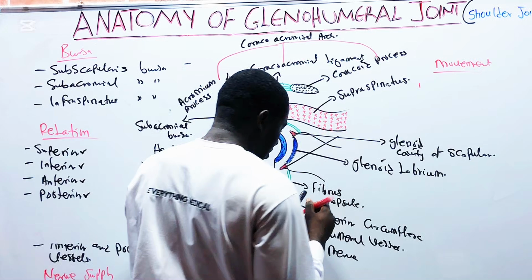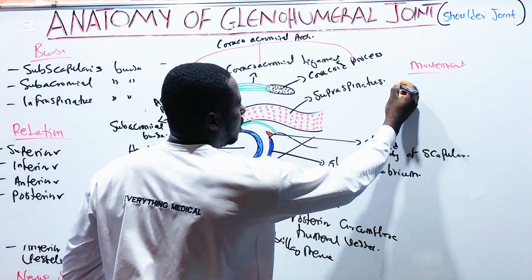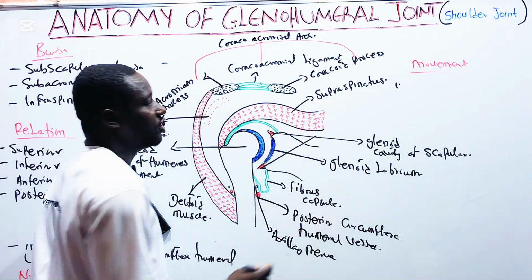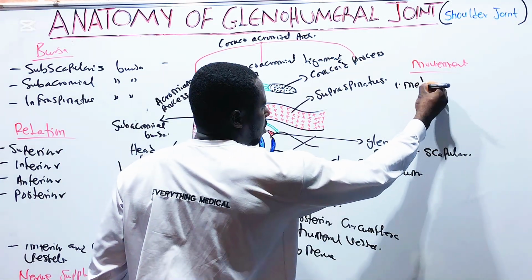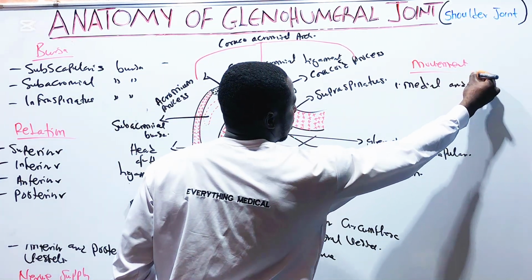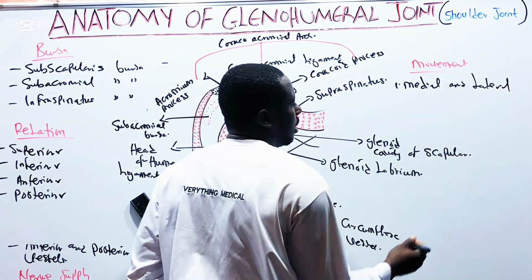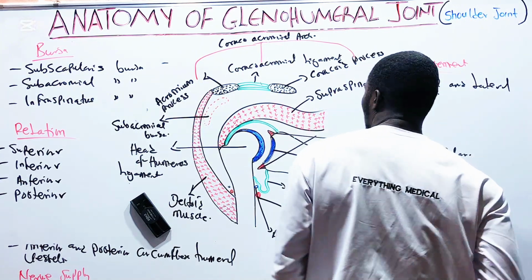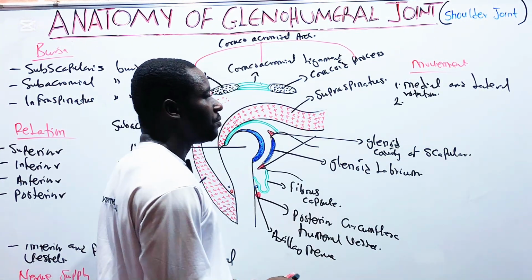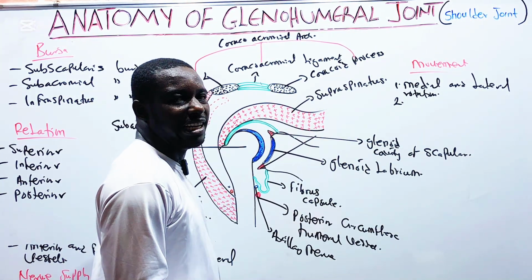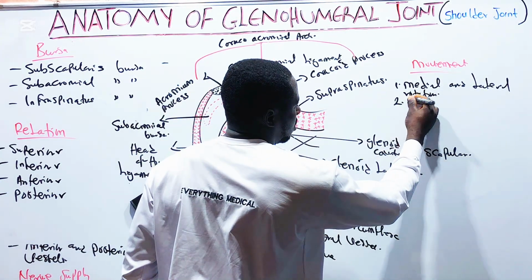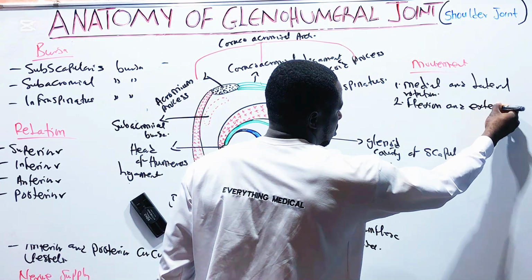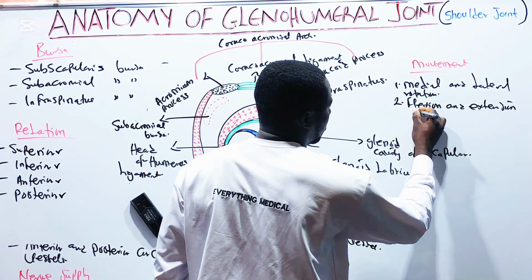Number one movement that it undergoes is the medial and lateral rotation movement. Number two movement it undergoes is the flexion and extension movement.